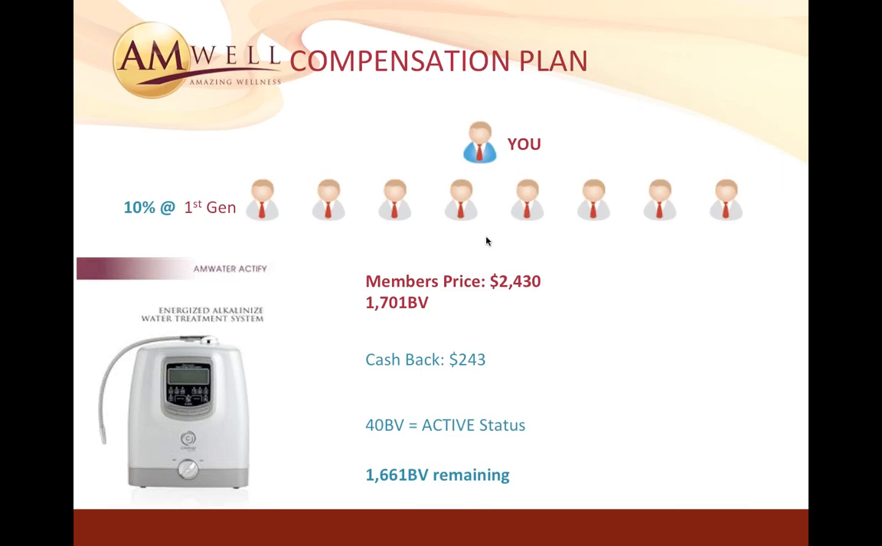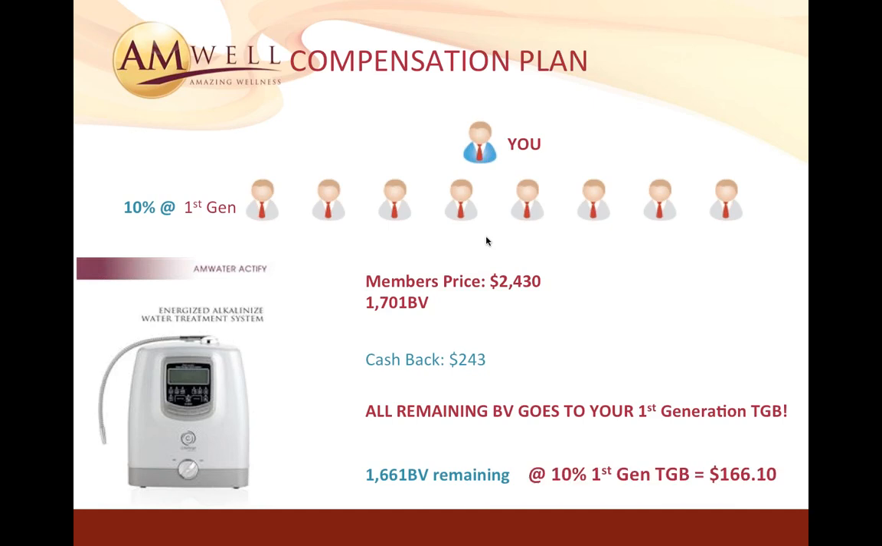Now here's the special part. Any, and I repeat, any business volume or personal volume that you buy yourself will automatically go towards your first generation TGB. And if you see above, you'll see 10% on your first generation. So that means you'll also get 1,661 business volume to get paid towards your first generation TGB. You'll get 10% of that, so you'll get $166.10 in first generation TGB earnings off of your water machine purchase.